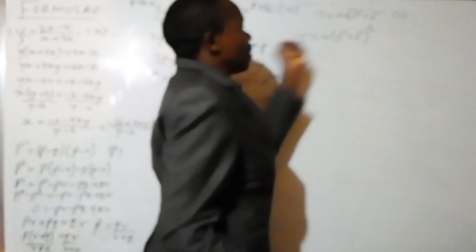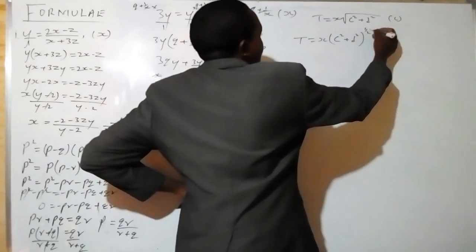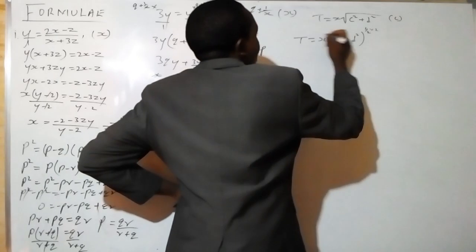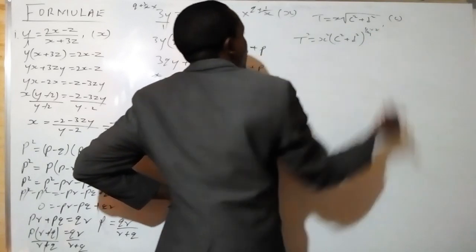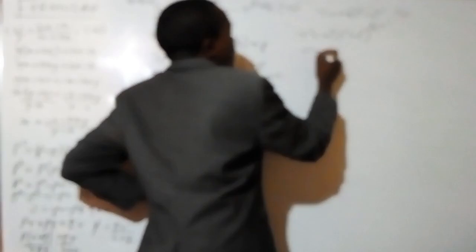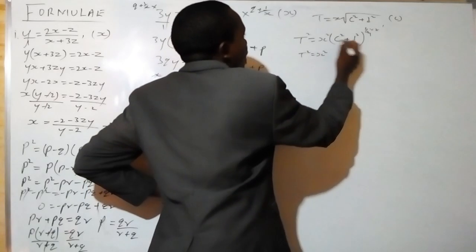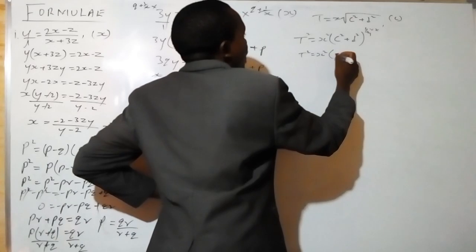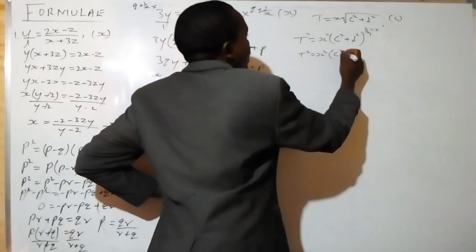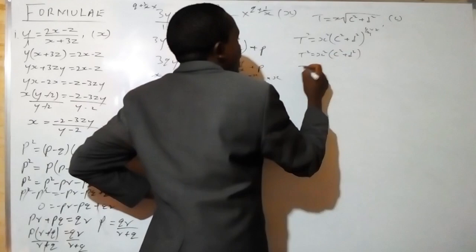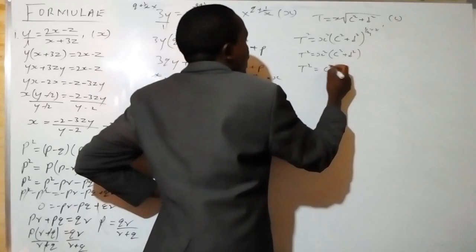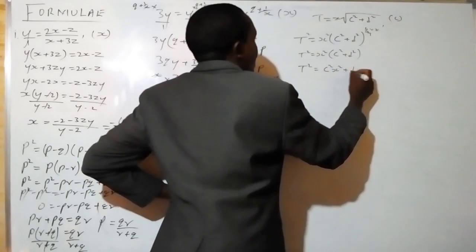You square here, squared. By 2 and by 2, 1. T squared is equals to x squared. We open the bracket now, or we can first of all have c squared plus d squared. T squared is equals to c squared x squared plus d squared x squared.